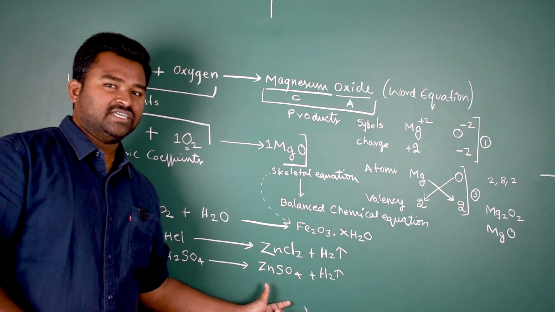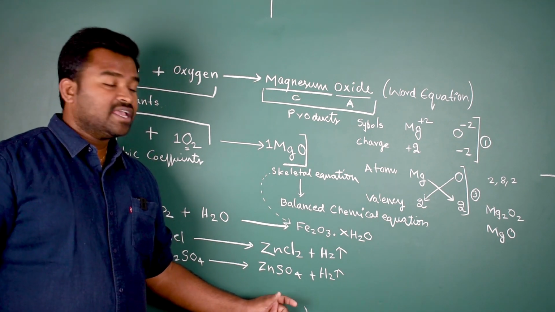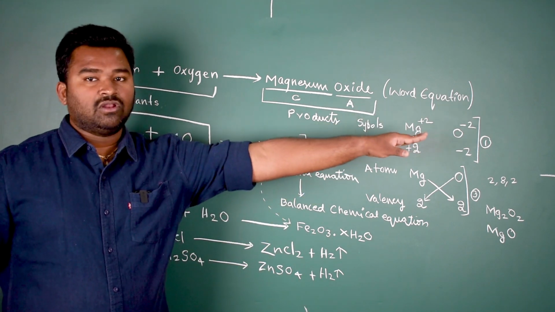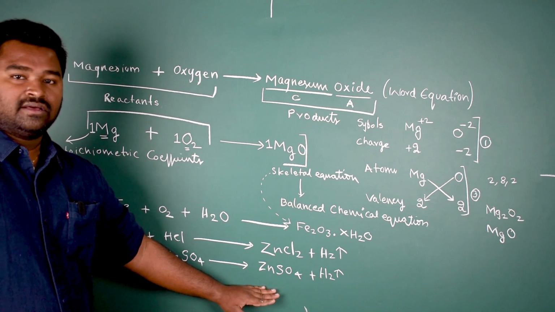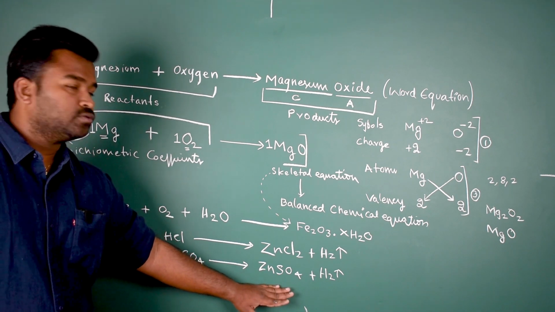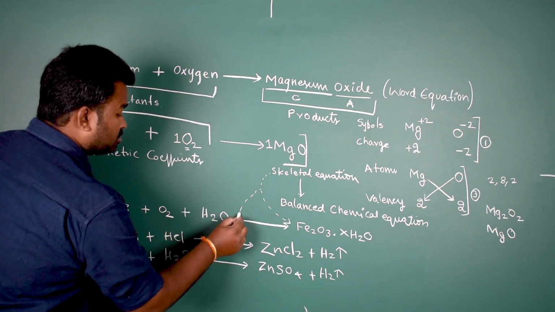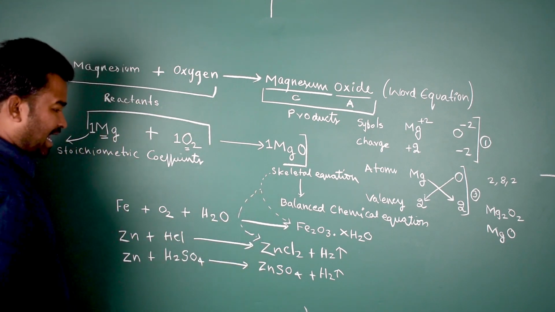In writing these symbols, zinc chloride, zinc sulfate, you can apply the rules in writing chemical formulae. You will get this simply if you know what is the cation, what is the anion, what is the symbol of cation, what is the symbol of anion. So you will get the formula of these compounds. You understand?